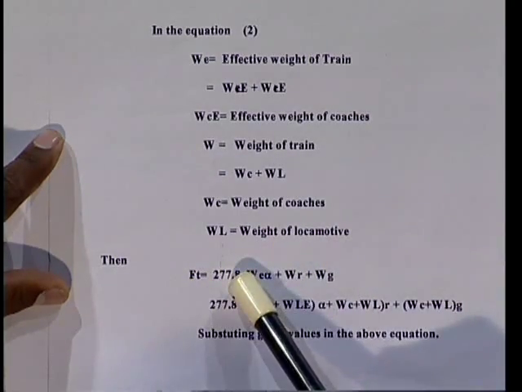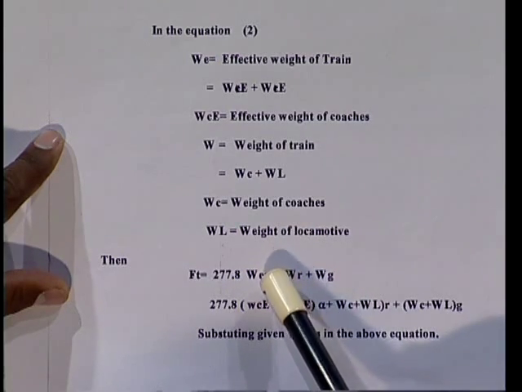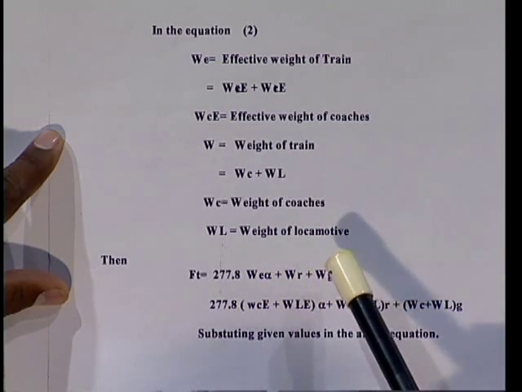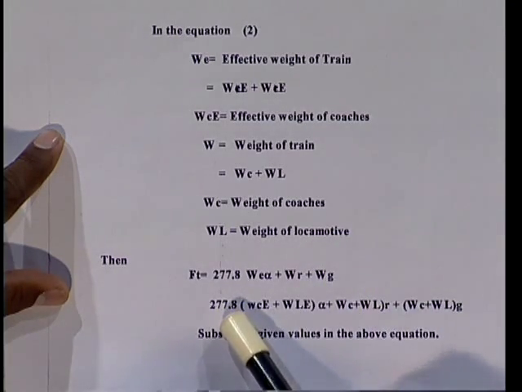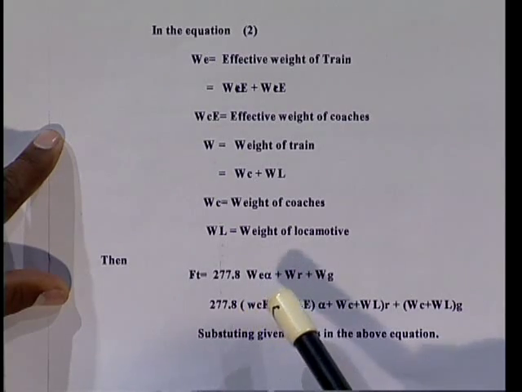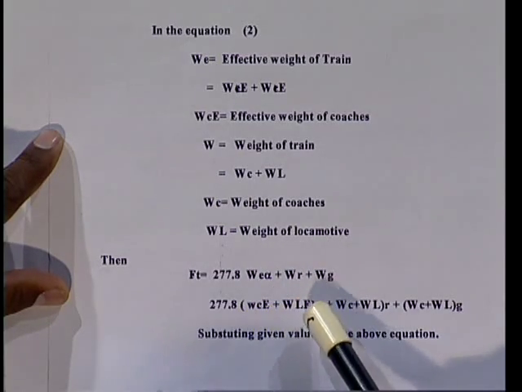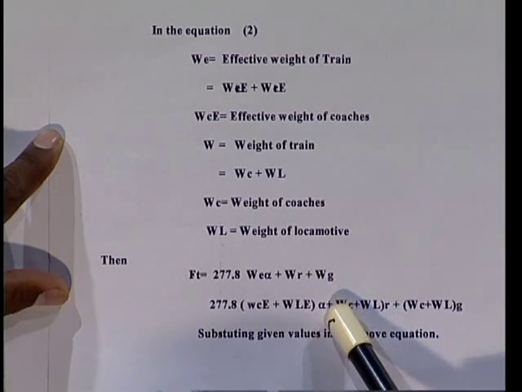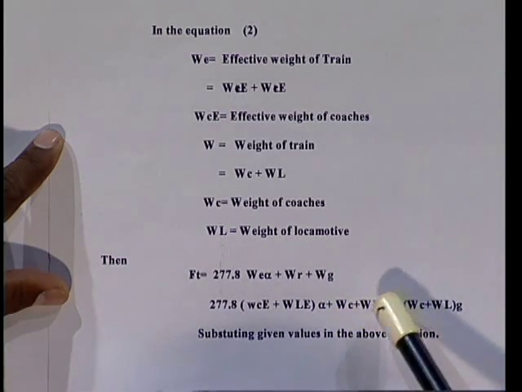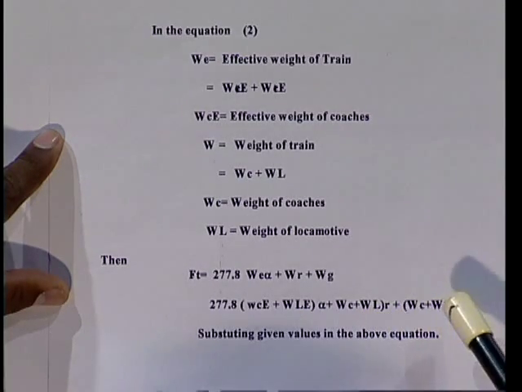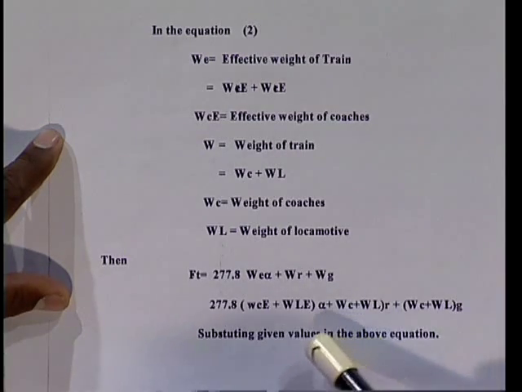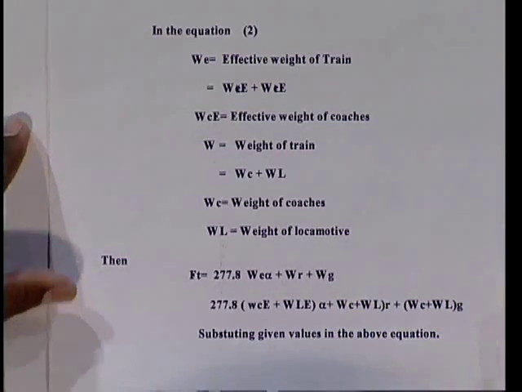Then F_T is equal to 277.8 W_E α plus W·R plus W·G. Next, 277.8 (W_CE plus W_LE) into α plus (W_C plus W_L) into R plus (W_C plus W_L) into G. Substituting the given data values in the above equation, let us see next.